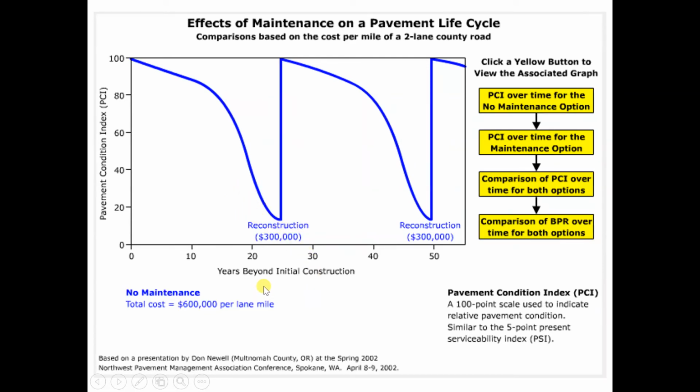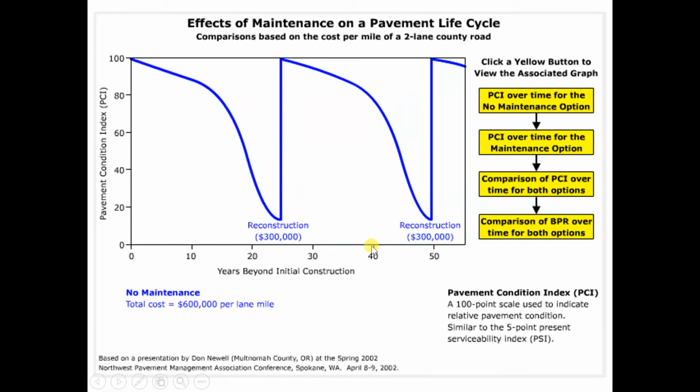For this example here, I think it's from Western Australia. When the road is totally condemned, in this one at 25 years, you need to spend 300,000 to bring it up to be used again. So with no maintenance, I think that is 600,000 per lane mile.